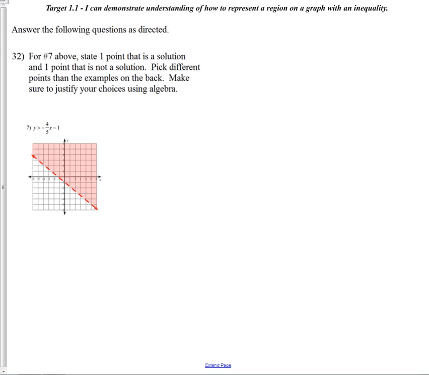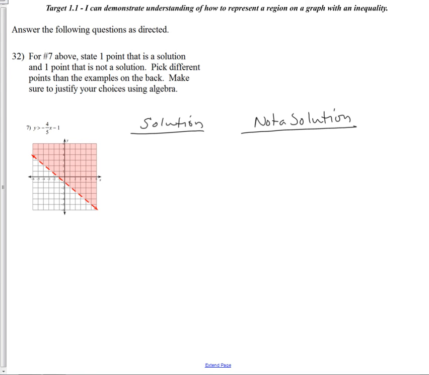Moving on. Let's look at number 32. It says, for number 7 above, state one point that is a solution and one point that is not a solution. Pick different points than the examples in the back. Make sure to justify your answers using algebra. So how I'm going to set this up is I'm going to write the word solution, and I'm going to pick a point and show you that it works. And not a solution, pick a point and underneath that show you that it doesn't work. So remember, in a graph, anything that's shaded is a solution.